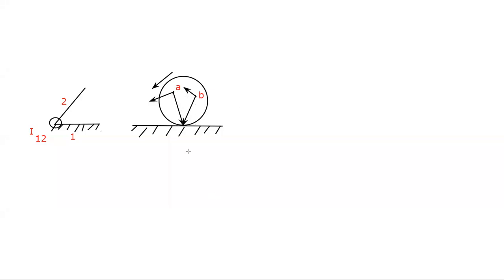So this is my link 1, and this is link 2. Now my instantaneous center will be lying at this point, which is nothing but the point of contact. You can see here, this is the point of contact, so this is my instantaneous center. I will just say here, this is I12.